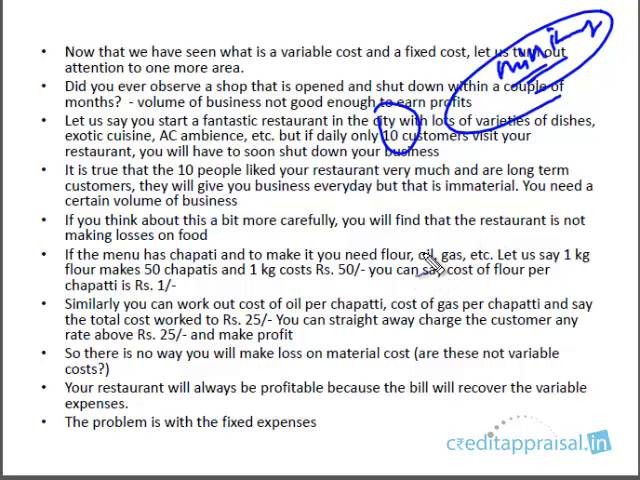Let us take this example. Okay, let us try to go deep into this example. Say the menu has an item called a chapati.